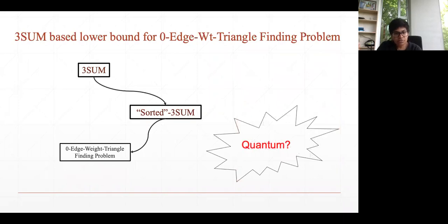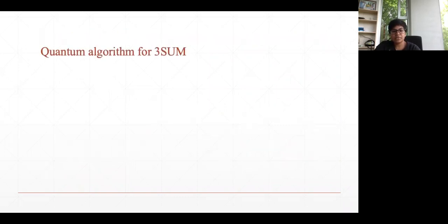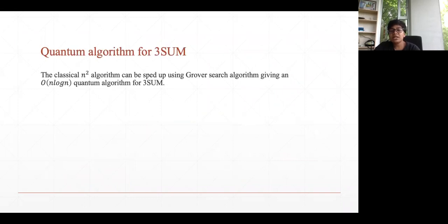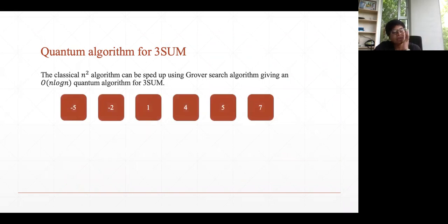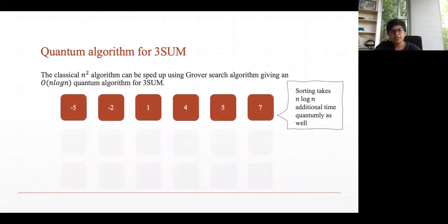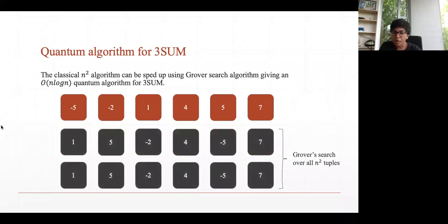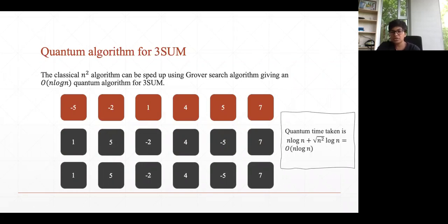Again, I'm a quantum person, so I would like to know the quantum complexity of these problems. Now, what happens to 3SUM in the quantum setting? This classical algorithm that I discussed, the almost n squared algorithm, we can actually speed up using Grover's search algorithm. How do we do it? We take this list. For the first time, we sort it. And then we don't make copies of this anymore, but we just use Grover search over all these n squared tuples to see if there is an element that sums up with any of these pairs with a negative sign. And that we can do in about n log n time, because we have this Grover speedup over n squared, which is n.